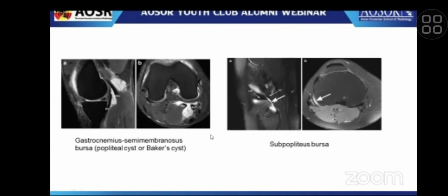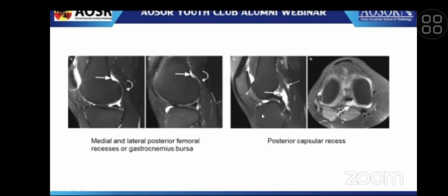And we have the posterior bursa and recesses. One of the main bursa is called the gastrocnemius and semimembranosus bursa. It's also called Baker cyst, which originates between the medial gastrocnemius and semimembranosus tendon. And the next one is the subpopliteus bursa. It's located between the popliteus tendon and the posterior horn of the lateral meniscus.